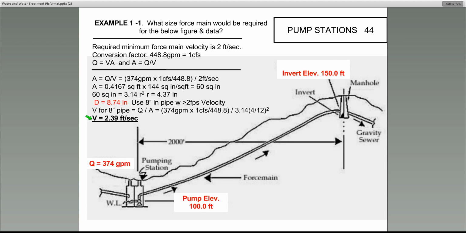Okay, other things you see here is you see that the pump elevation is 100 and the invert elevation is 150. So the static lift is 150 minus 100. So this distance right here is 50 feet. So you got to remember that's 50 feet. The length, the horizontal distance is 2,000 feet.